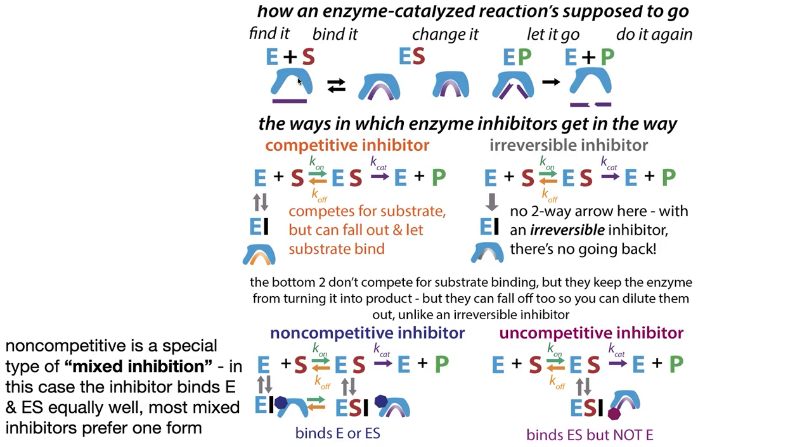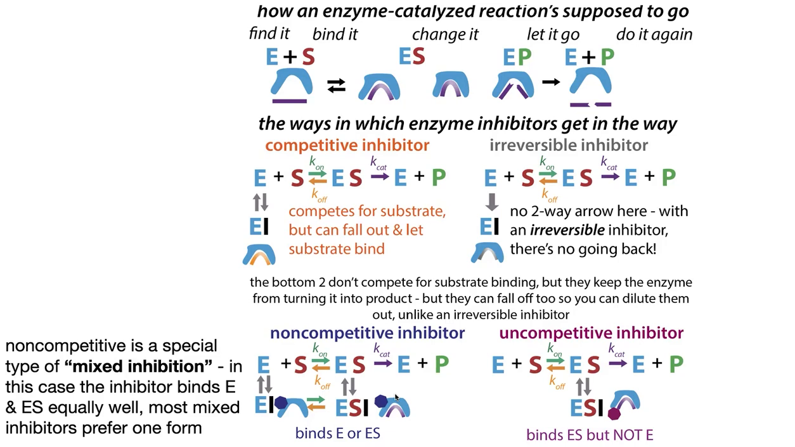We call these orthosteric. Our competitive and our irreversible inhibitors are only going to bind to E, the enzyme alone. They cannot bind to the enzyme substrate complex or the enzyme product complex because they're binding to that same active site. Our allosteric inhibitors are the non-competitive, the uncompetitive, and the mixed inhibitors. These are going to bind elsewhere. Because they're not competing for that active site, they can bind elsewhere on the protein.